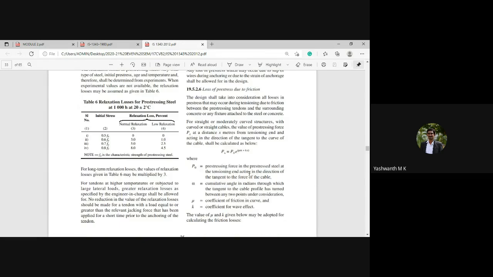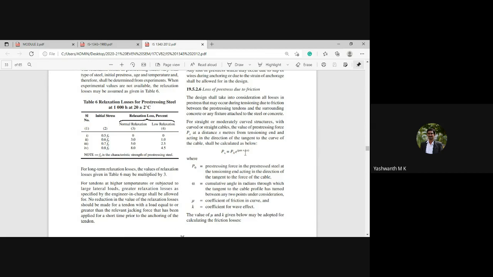Next, loss of pre-stress due to friction. You need not remember this formula; you can directly go to the code and know the formula. The design shall take into consideration all the losses in pre-stress that may occur during tensioning due to friction between the pre-stressing tendons and the surrounding concrete or any fixture attached to the steel or concrete. For straight or moderately curved structure, with curved or straight cable, the value of pre-stressing force, that is Px, at a distance x meter from the tensioning end and acting in the direction of the tangent to the curve of the cable shall be calculated as below.